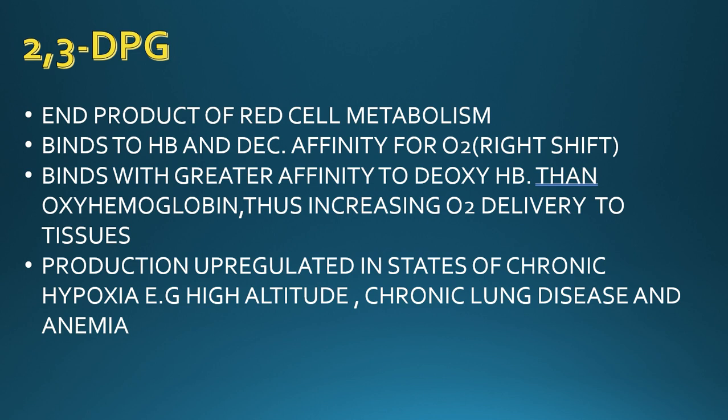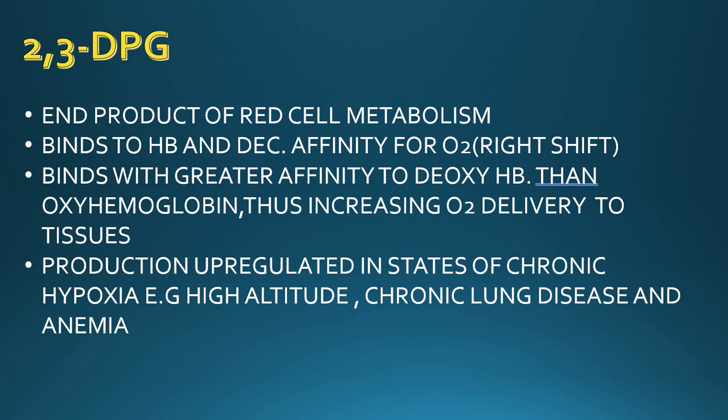What is 2,3-DPG? It is actually the end product of red cell metabolism, and it binds to hemoglobin and decreases the affinity of hemoglobin for O2, and it causes the right shift. It binds with greater affinity to deoxyhemoglobin than oxyhemoglobin, increasing O2 delivery to the tissues. So 2,3-DPG is produced whenever there is a state of chronic hypoxia, for example, high altitude, chronic lung disease, and anemia, where its production is stimulated and causes the curve to shift to the right, causing increased delivery to the tissues.